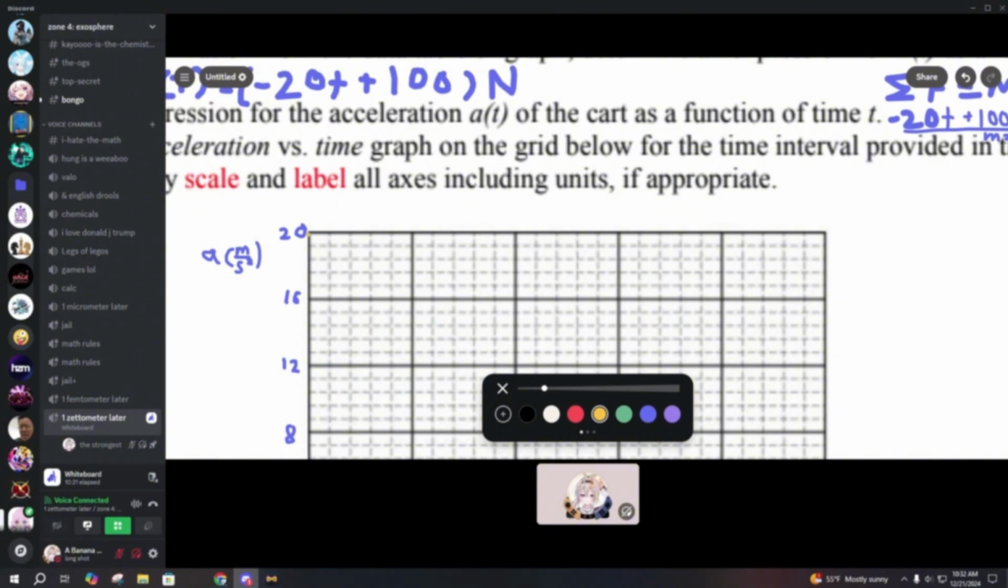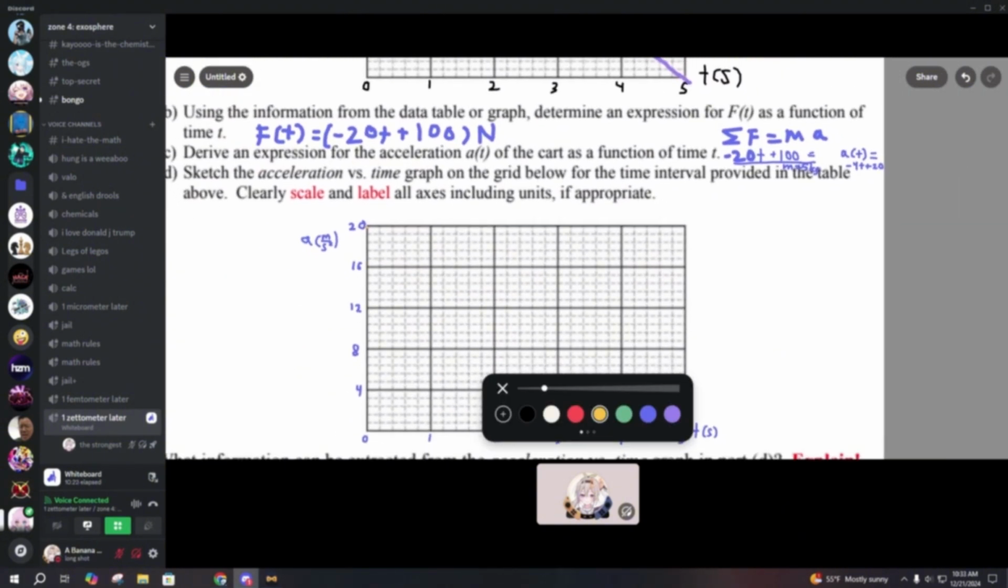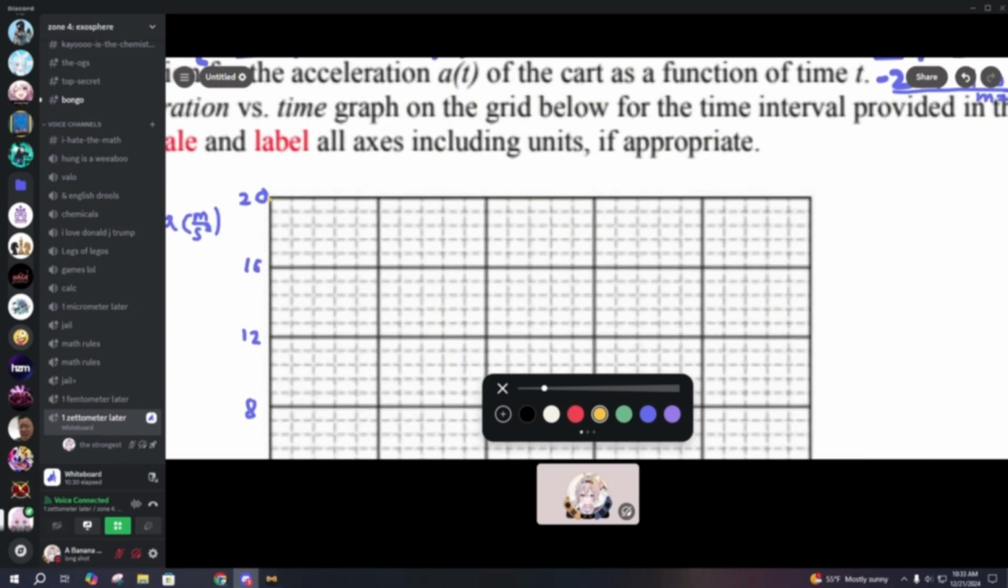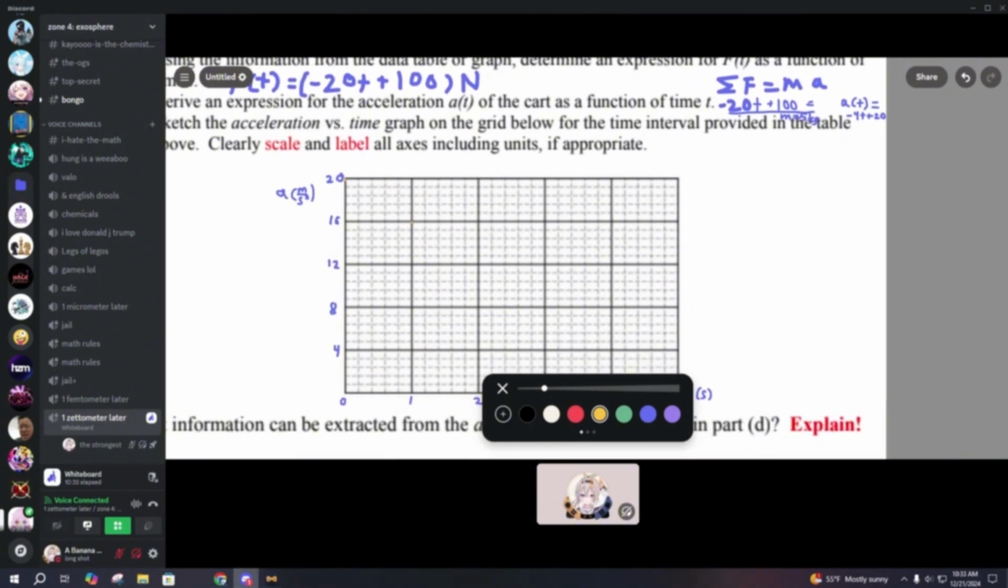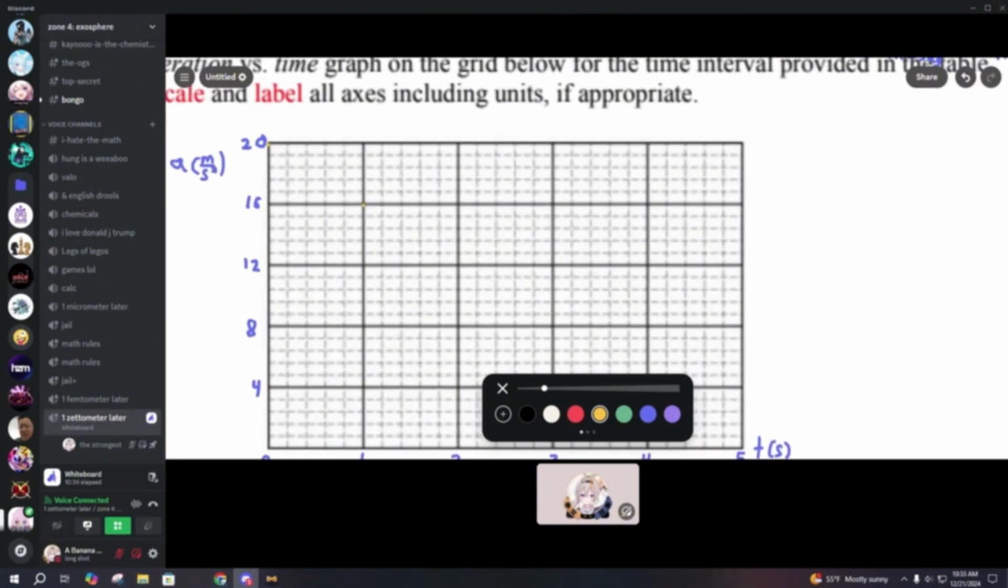Y-intercept 20, so there's my first point: 20 at time equals 0. Now, negative 4 times 1, negative 4 plus 20, 20 minus 4 is 16. 20 minus 8, because negative 4 times 2, is 12.